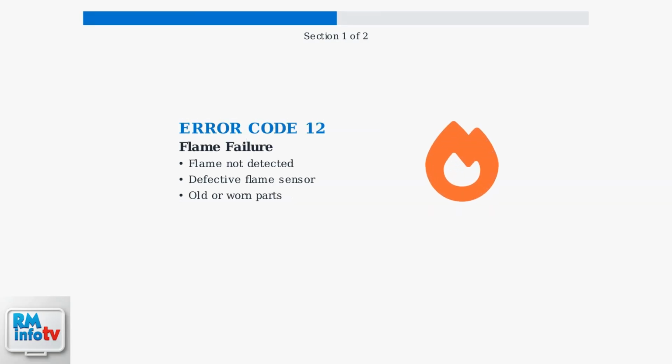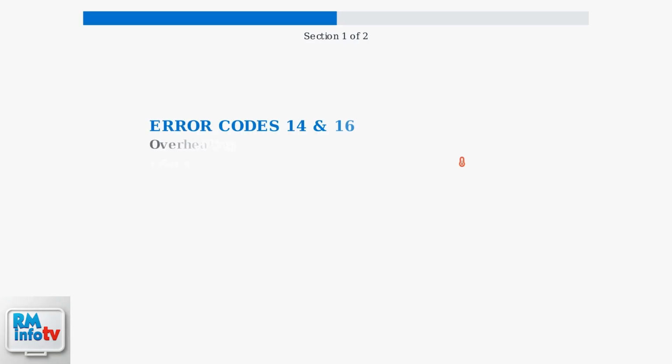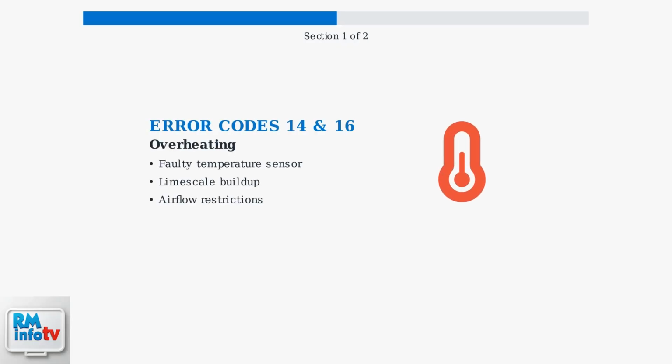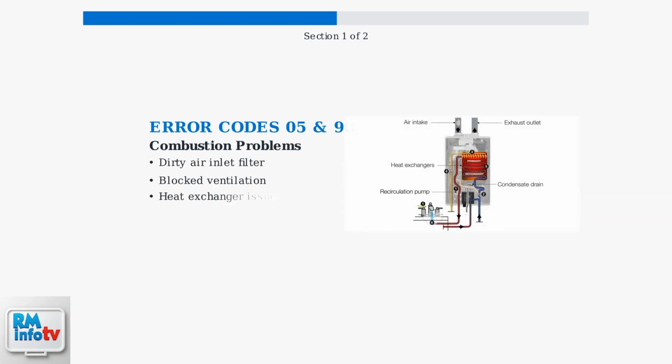The system cannot detect a flame, which could be due to old or defective parts or issues with the flame sensor. Error codes 14 and 16 indicate overheating problems. This could be caused by a faulty temperature sensor, limescale buildup, or restricted airflow. Error code 05 and 90 point to combustion problems. These can stem from dirty air filters, blocked vents, or issues with the heat exchanger.